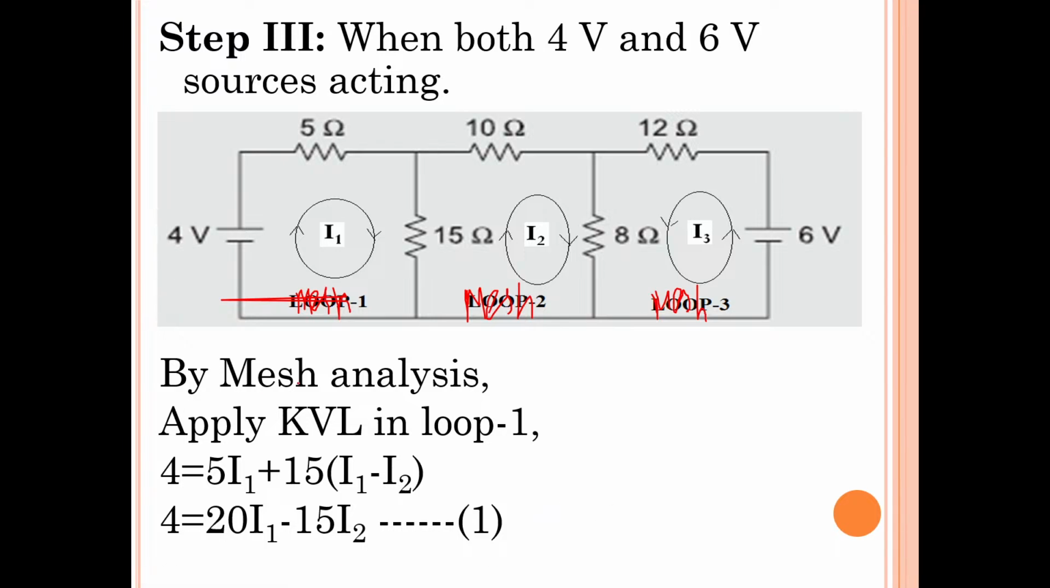I have assumed loop currents here. My aim did not change: I want to determine the current flowing through 8 ohms. Let us assume some I amperes of current flows through 8 ohms when both sources are present in the circuit. I want to determine this I value. So you just take a minute and complete the circuit. As soon as you complete, mention it in the chat box. I will just drink water.